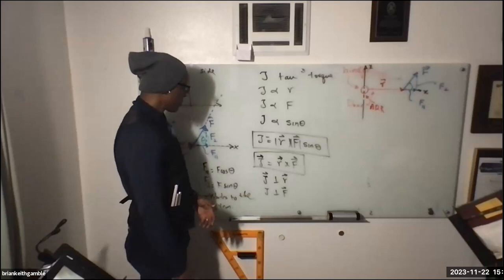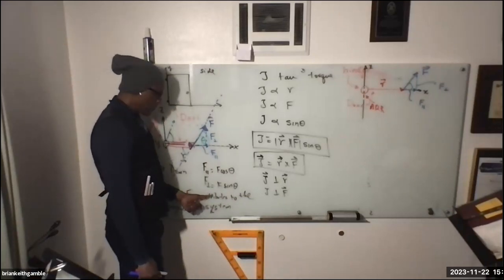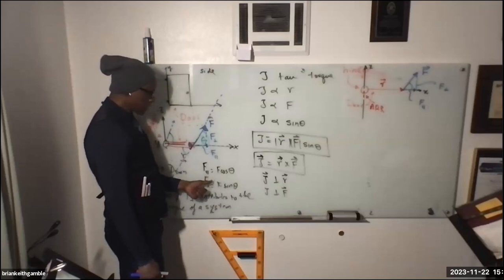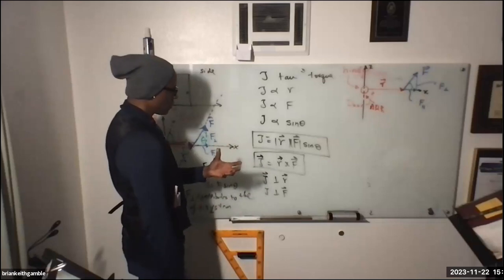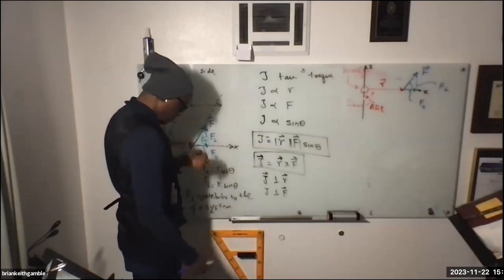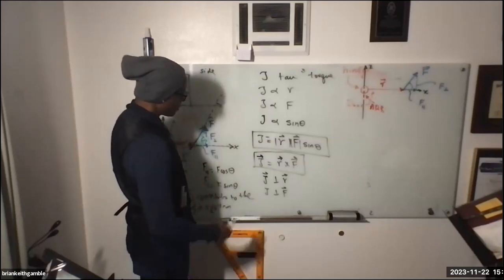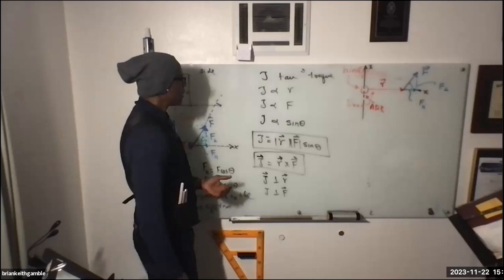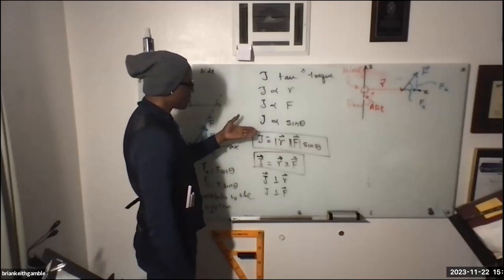The perpendicular component is F sine theta. The parallel component is F cosine theta. So that's why ultimately when we define the magnitude of the torque, given by empirical observation, by empirical analysis, these are the quantities that are proportional, that increase or decrease the torque.